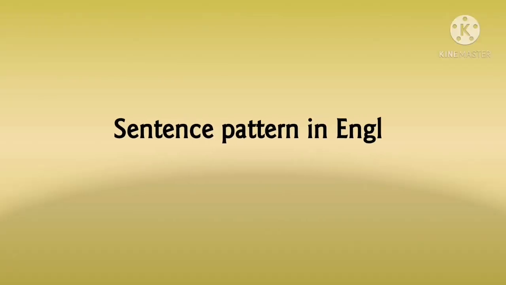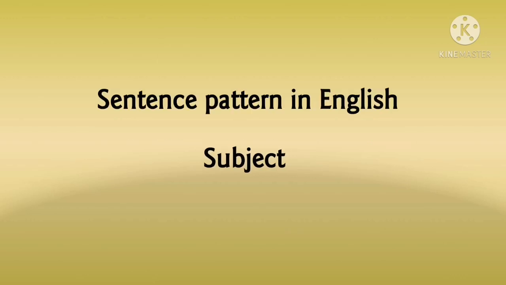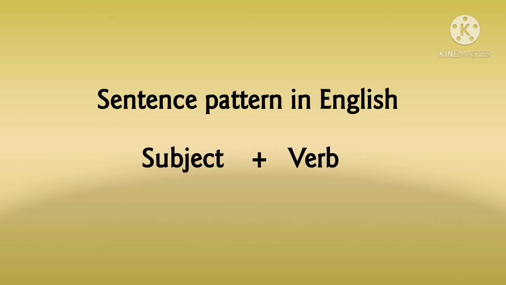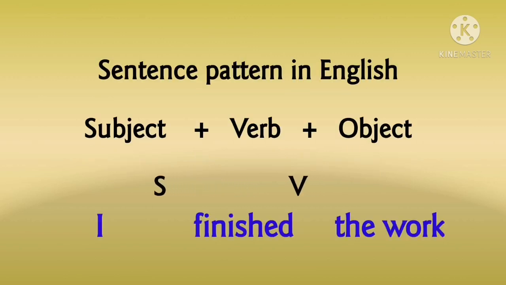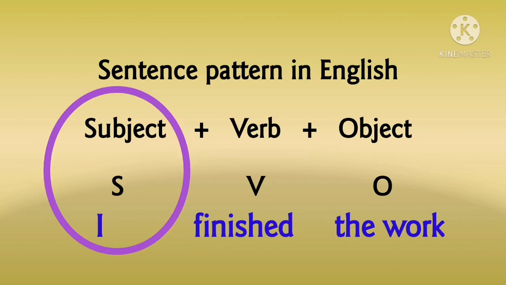Okay. First, children, let's see the sentence pattern in English. It is subject, verb, object. This is the sentence pattern in English. For example, I finished the work. Children, subject is the person who is doing the action. Here, I is the person who is doing the action.